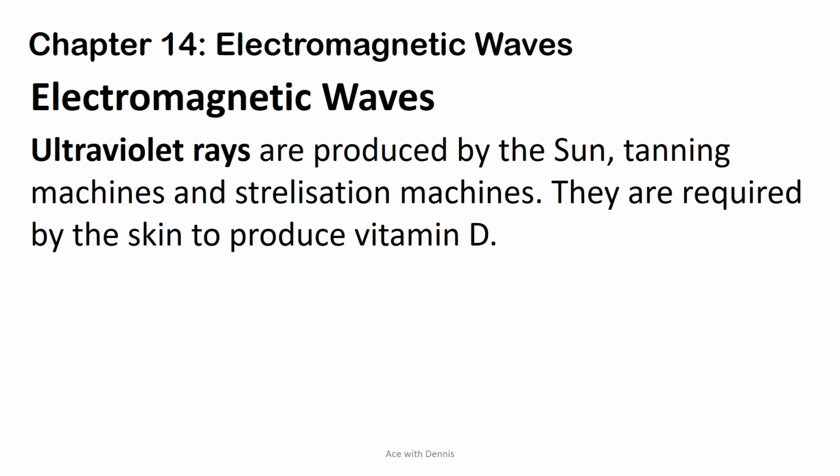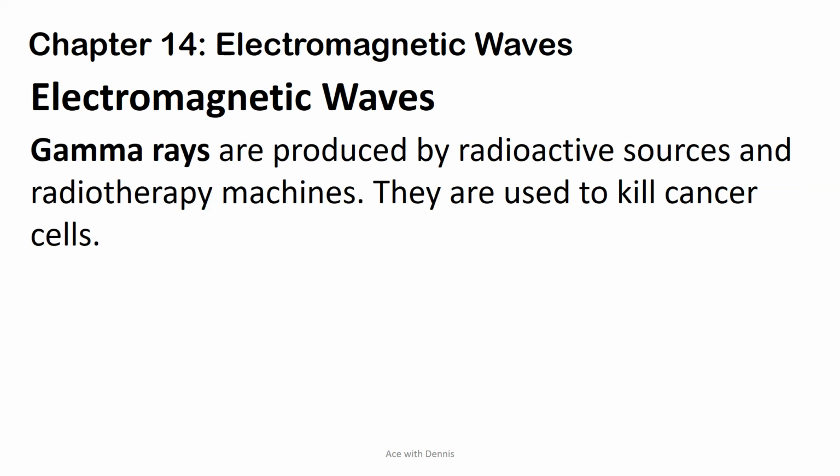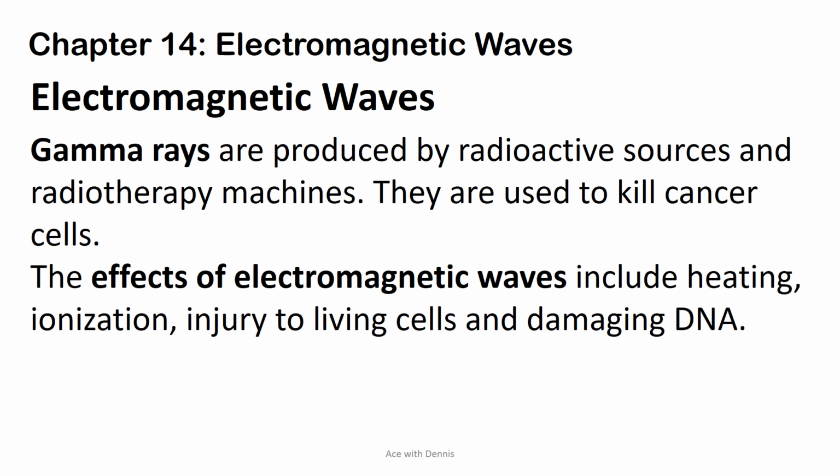Ultraviolet rays are produced by the sun, tanning machines, and sterilization machines. They are required by the skin to produce vitamin D. X-rays are produced by X-ray imaging machines and scanners. They are used in X-ray imaging, airport security scanning, and for detecting cracks in pipes and buildings. Gamma rays are produced by radioactive sources and radiotherapy machines. They are used to kill cancer cells. The effects of electromagnetic waves include heating, ionization, injury to living cells, and damaging DNA.